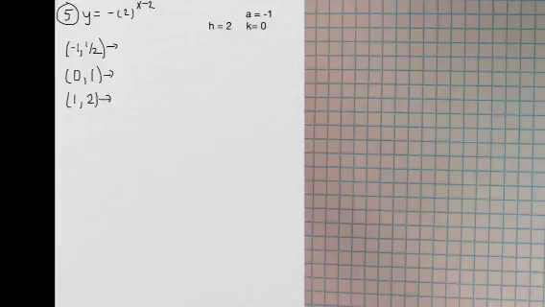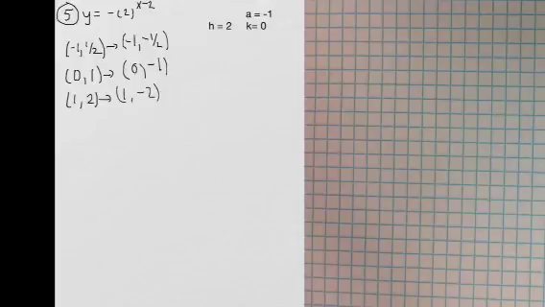Okay, so the first thing we're going to do is apply the a transformation, which means that we're multiplying the y's by -1. So we have (-1, -1/2), (0, -1), and (1, -2).